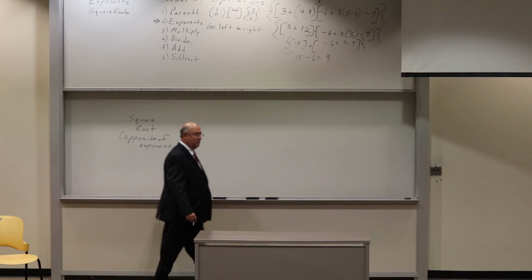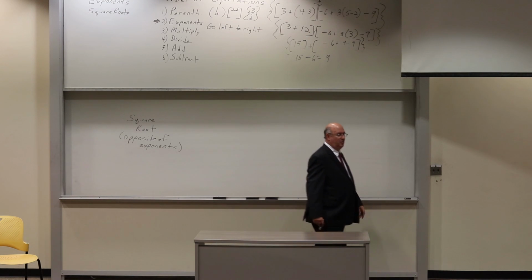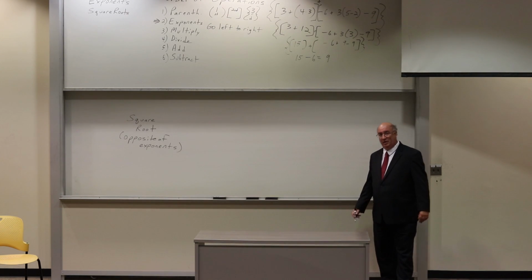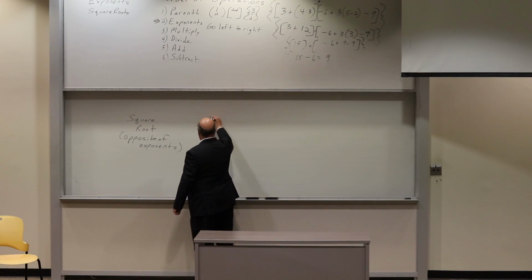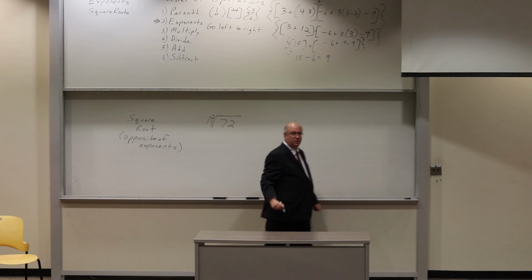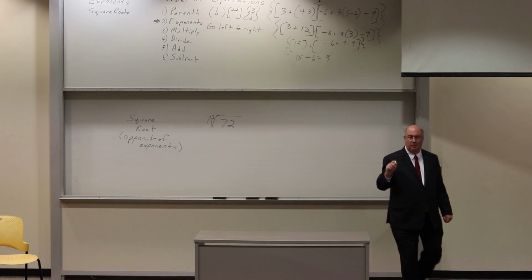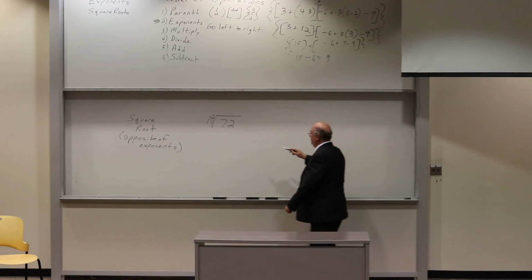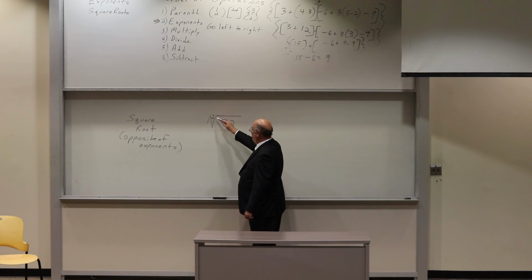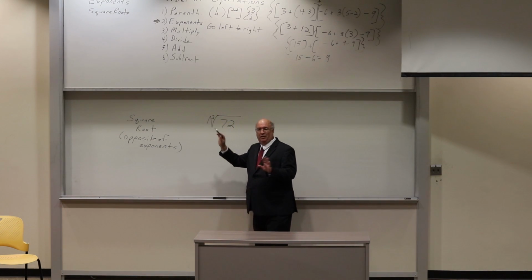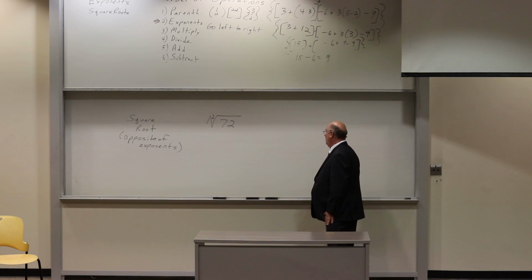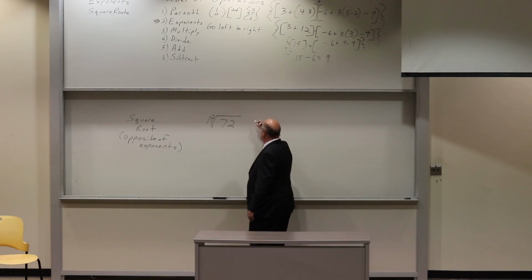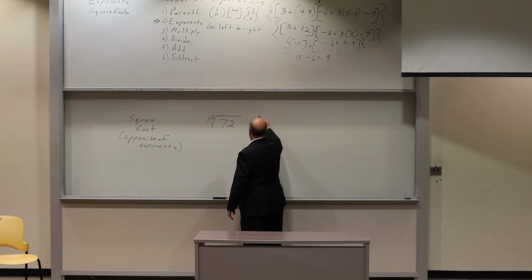Now, square root has 4 steps. I'll pick a number that's not too small and not too big. So let's pick 72. Now, for a square root, you can have that little 2 in the square root sign, or you could have nothing. Either one's okay. They both mean square root. Okay, so for this, let's put steps over there.